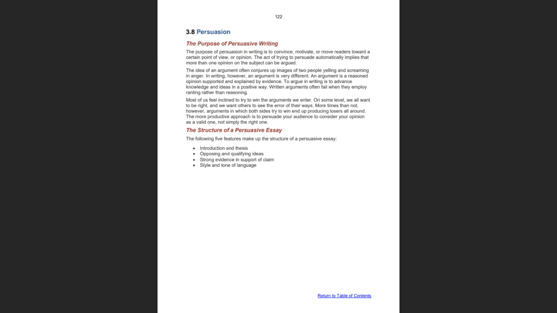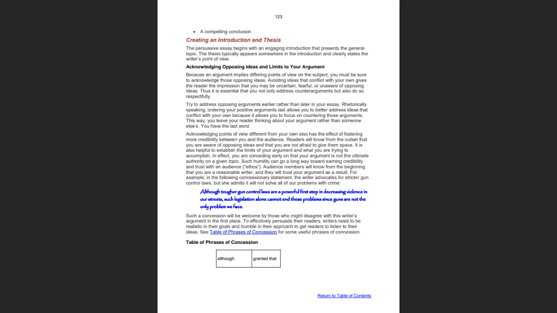The following five features make up the structure of a persuasive essay: introduction and thesis, opposing and qualifying ideas, strong evidence in support of claim, style of tone and language, and a compelling conclusion. Creating an introduction and thesis. The persuasive essay begins with an engaging introduction that presents the general topic. The thesis typically appears somewhere in the introduction. It always appears at the end.